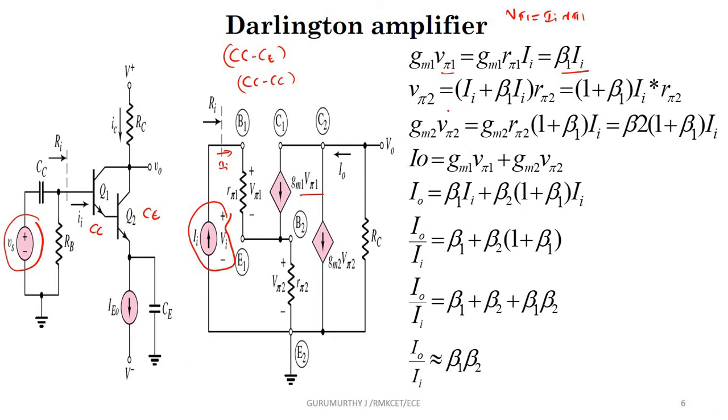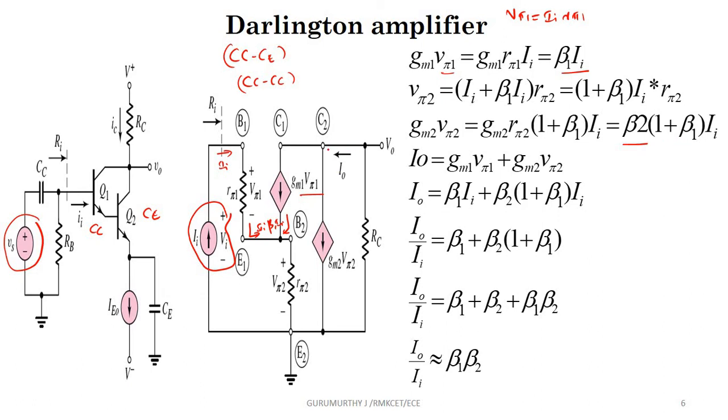So V pi 2: the current coming through this path is II, and the current coming from this path is beta 1 II. So the overall current is 1 plus beta 1 into II, into R pi 2, which is the voltage across the second diffusion resistor R pi 2. So what is Gm R pi 2? It is nothing but beta 2 into 1 plus beta 1 into I1.